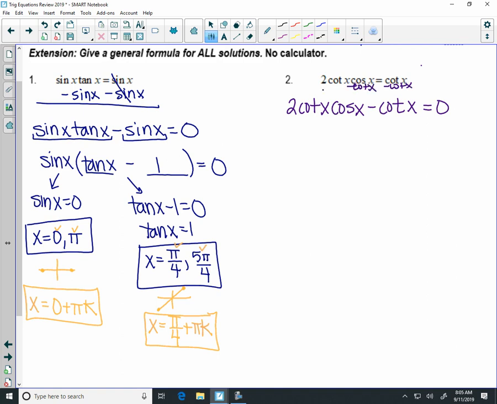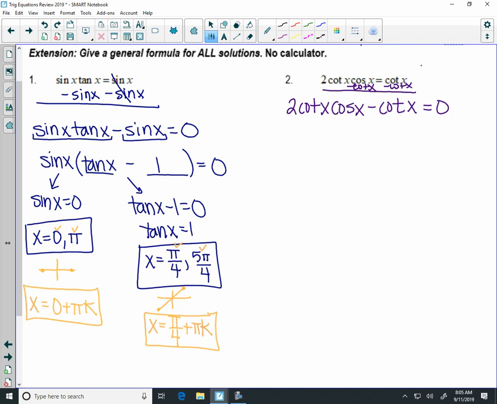I guess I didn't talk about that at the end of the last problem. At the end of number 1, if we would have divided by sine, we would not have gotten the right answer for tangent. We would have ended up with tangent equals 1. So we would have gotten the right answer for tangent, but we would have lost our solutions that were with sine. So whenever you divide by a variable instead of subtracting and factoring, you're going to lose a solution.